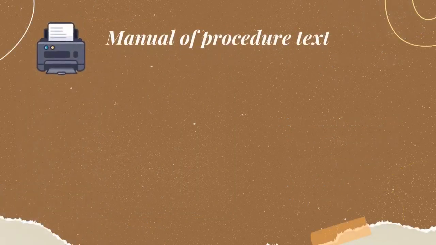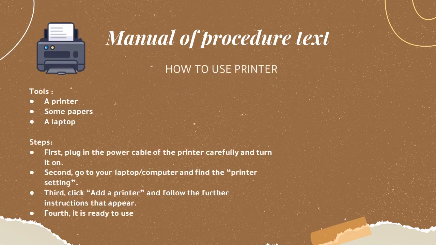Now, we can look at another type of procedure text, that is the manual procedure text. As you can see, for example, it's about how to use a printer. There are the tools and the steps. The tools are a printer, sandpaper, and a laptop. And the steps help you to use a printer. So this is a type of procedure text.